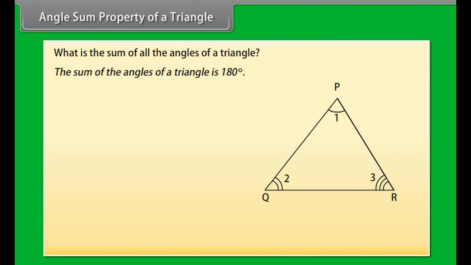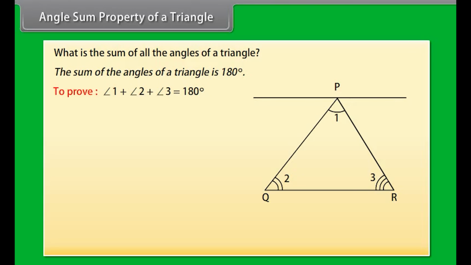Let us prove this statement using the axioms and theorems related to parallel lines. Property is, the sum of the angles of a triangle is 180 degree. We are given a triangle PQR, and angle 1, angle 2 and angle 3 are the angles of triangle PQR. We need to prove that angle 1 plus angle 2 plus angle 3 is equal to 180 degree.